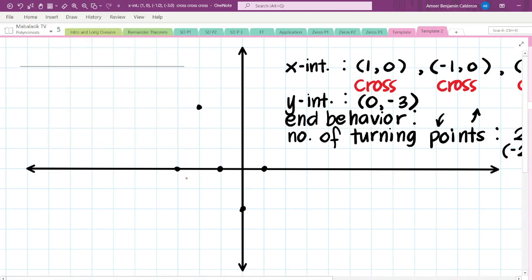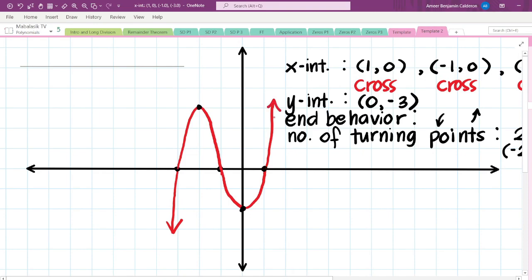And now we are ready to graph. So we are going to have something going down here because that is our end behavior there. And then we are going to turn here because this is a turning point. And then we are going to cross here, so we cross at (1, 0). We cross at (negative 1, 0), and we cross at (negative 3, 0). And then we turn here, and then we cross again on that x-intercept. And that is the graph of our polynomial function.